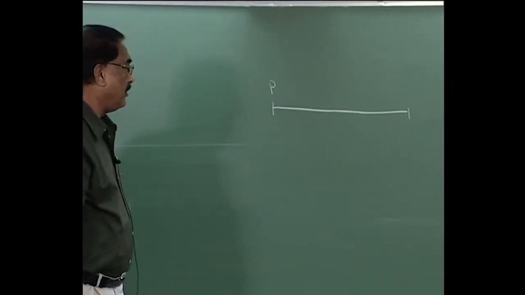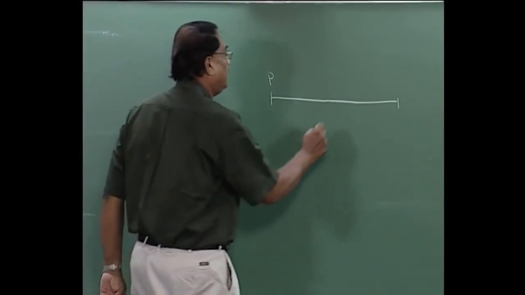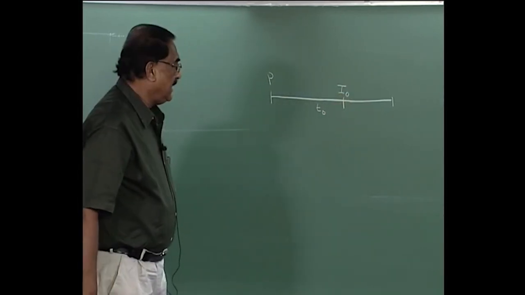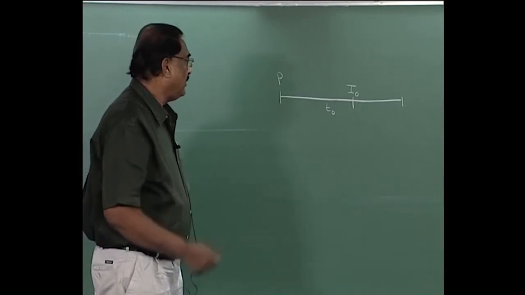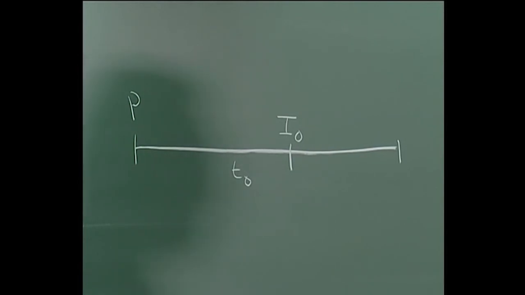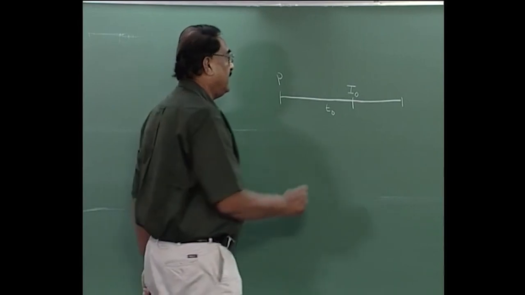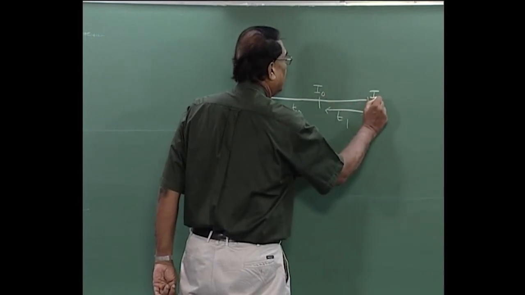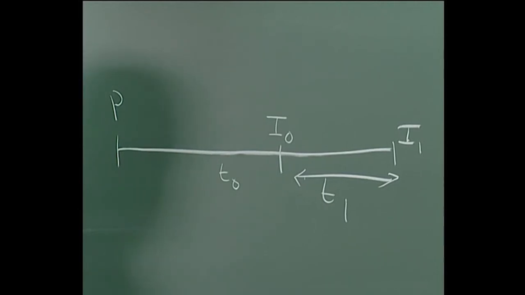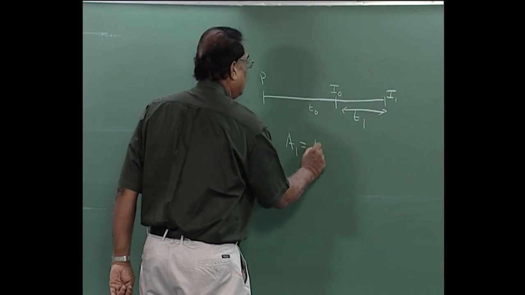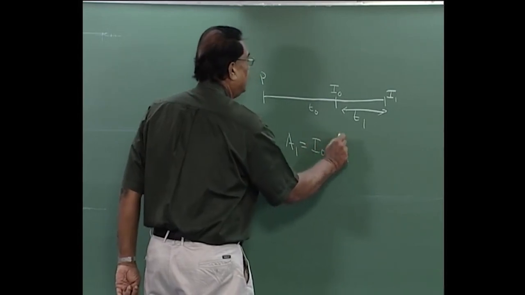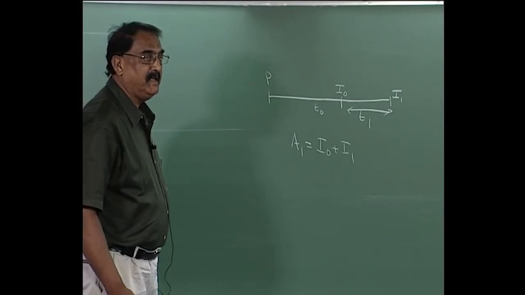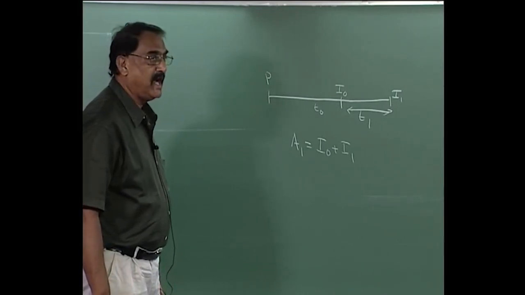The first borrower has received an amount principal P, and for time T equal to T0, the interest for that is I0. Now, a second borrower borrows an amount I0 from the first borrower at the same interest. And suppose after T1, the interest for this amount I0 is I1. Now what is given is A1 is equal to I0 plus I1. This is the amount which the second borrower owes to the first borrower after time T1, that is principal plus interest. So, we have to find I0 and I1 separately.